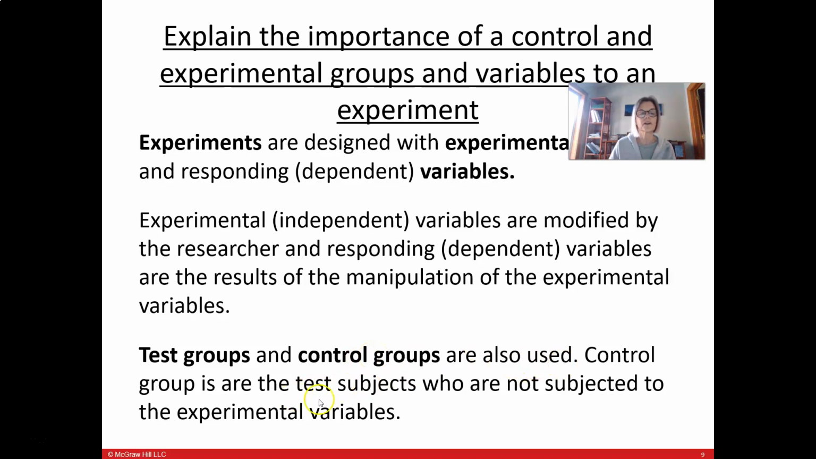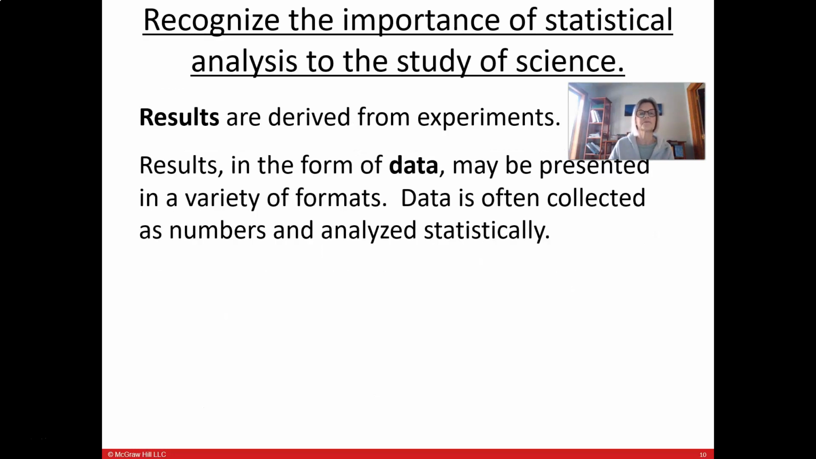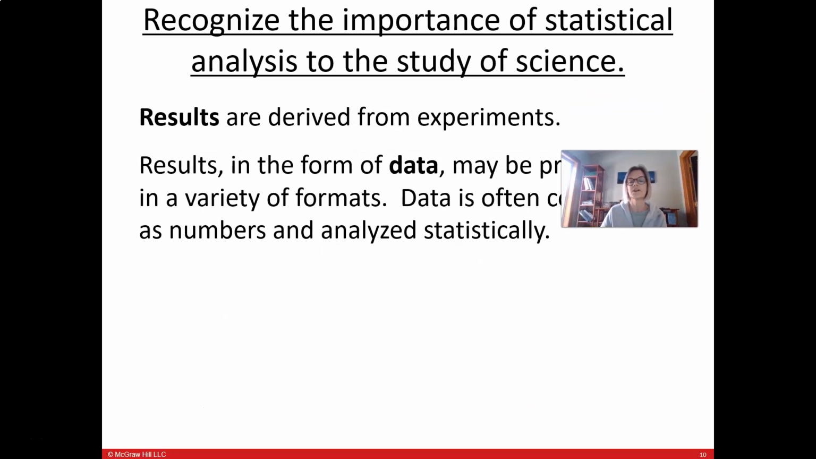So the control group are the test subjects who are not subjected to the experimental variables. They don't get a different amount of water. They're all drinking the same amount of water, but they're being controlled for other environmental factors. So a control group is needed for comparison.